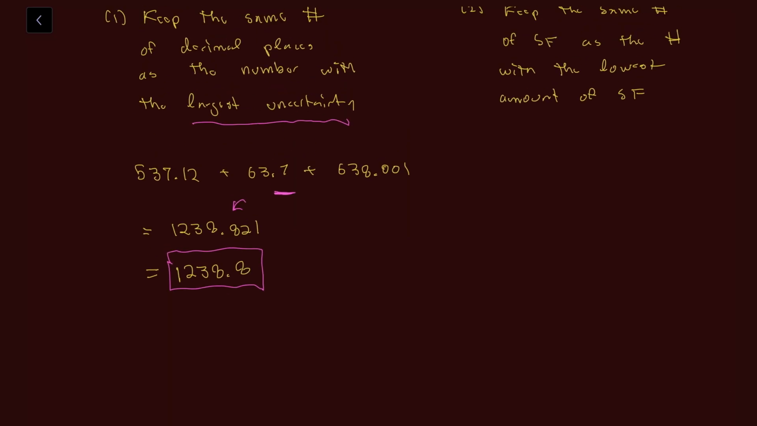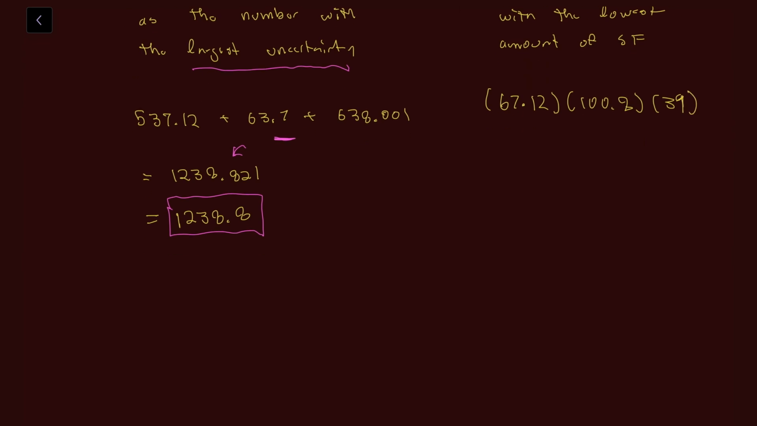Now, let's do an example with multiplication. And let's say we have 67.12 times 100.8 times 39. Now, this first number has 4 sig figs. The second number also has 4, but this last number has 2. So we know that our answer is going to have a total of 2 significant figures. And when we calculate this, we get a number that is really big.